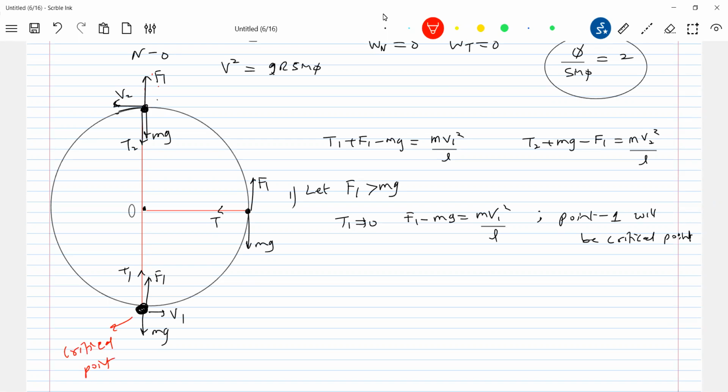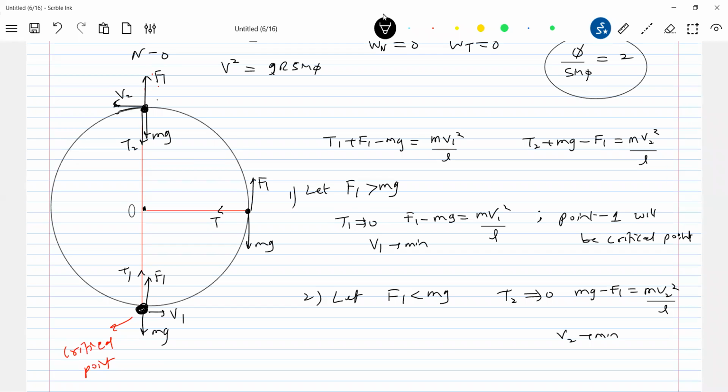Now let F1 be less than mg. Then where will it come? So here T2 can be 0. If T2 tends to 0, then we will provide the required centripetal force, the resultant of mg and F1. And here V1 will be minimum. Here V2 will be minimum.